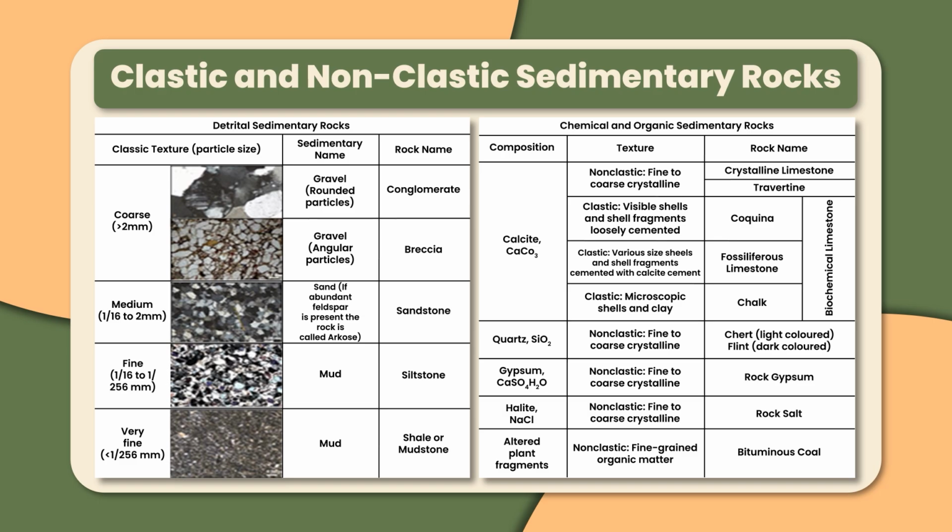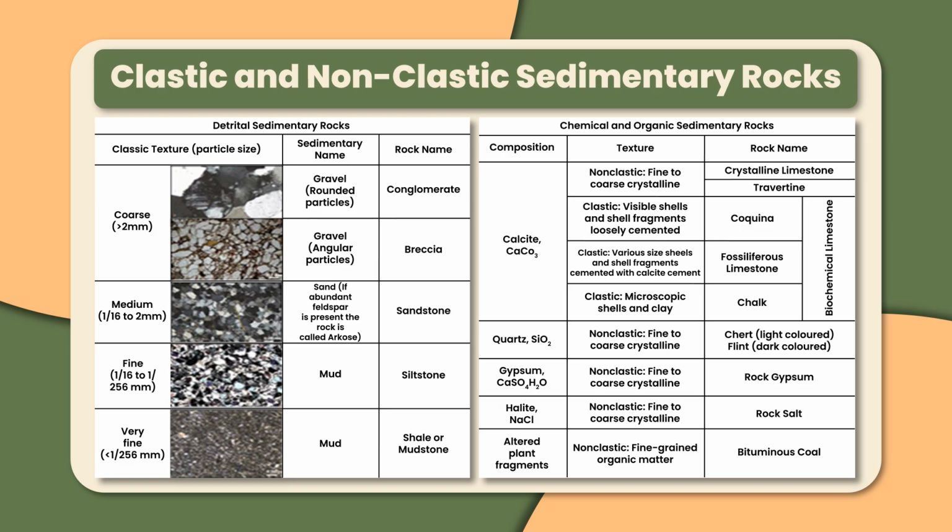Medium, 1/16 to 2 millimeter, they produce sand. If there is enough feldspar, then it is called arkose sandstone. Or if there is a plagioclase feldspar, then we call it greywacke. There are fine grain sediments, which are 1/16 to 1/256 millimeter. These are called mud. Mud gives rise to siltstone, and very fine, less than 1/256 millimeter, produces shale or mudstone.